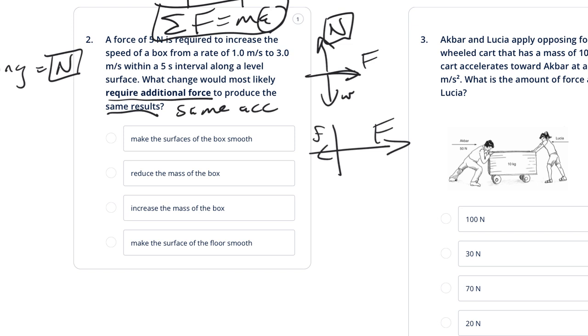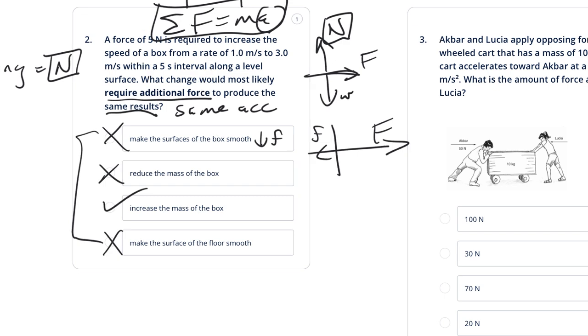Okay, so let's look at the choices. Make the surface of the box smooth. Well, that would probably decrease the friction, I'm guessing. Reduce the mass of the box. No, that would decrease the force needed. Increase the mass of the box. That's the answer. Make the floor smooth. Well, that's the same as the first one, less friction. Okay, so if the mass or the friction increases, I'd have to increase the net force.